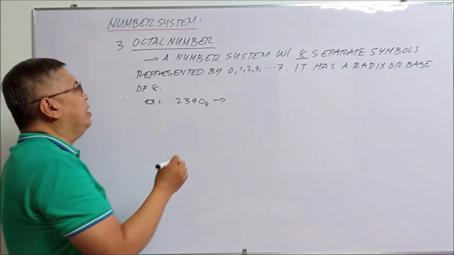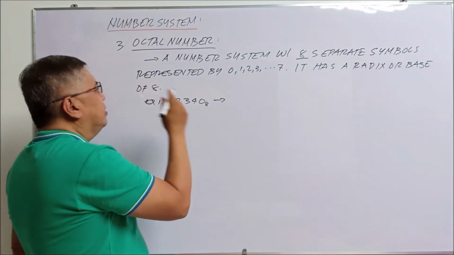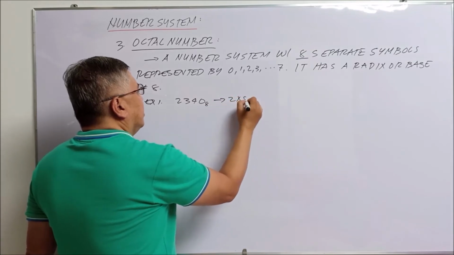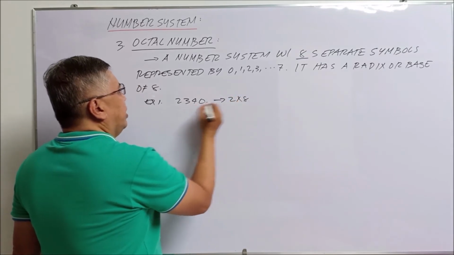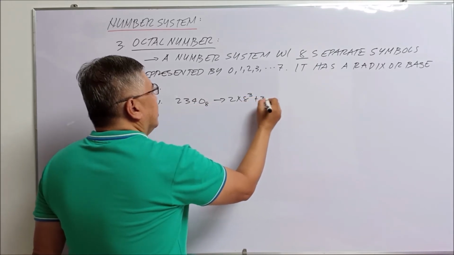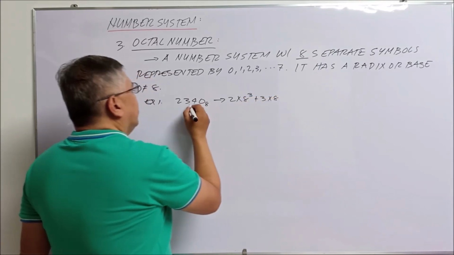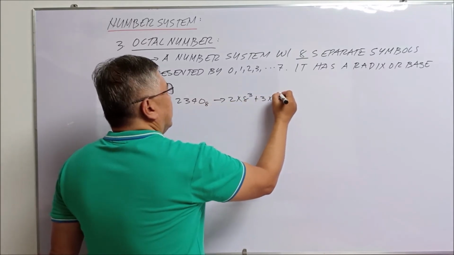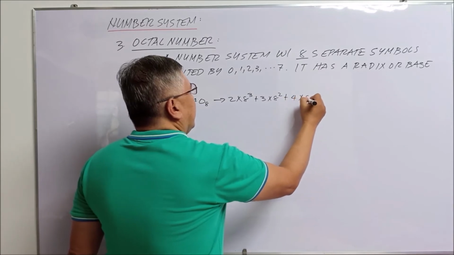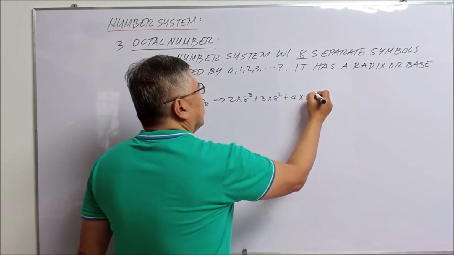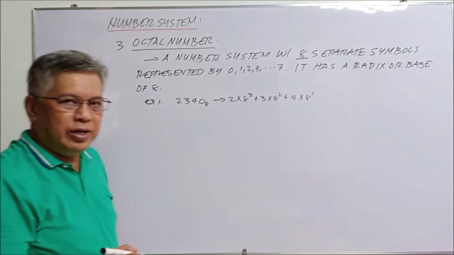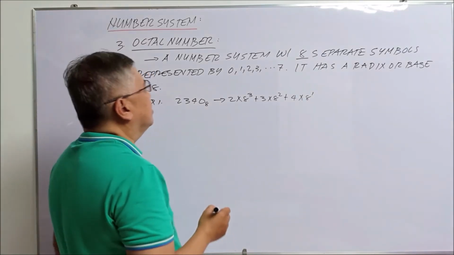So how do we obtain the positional notation of this number? You have 2 times 8 to the, 1, 2, 3, third power, plus 3 times 8 to the second, plus 4 times 8 to the first. The 0 here will not be included because any number multiplied by 0 is 0.